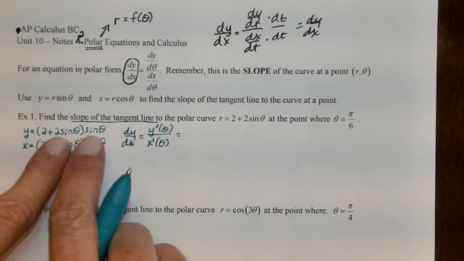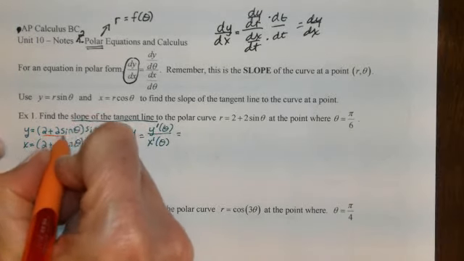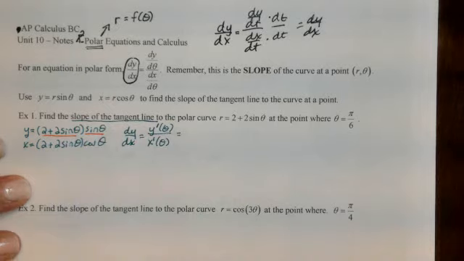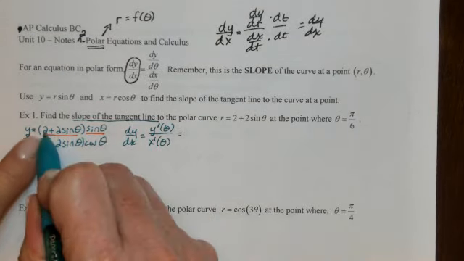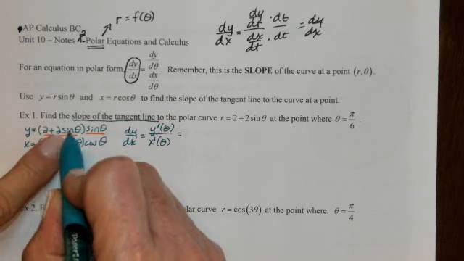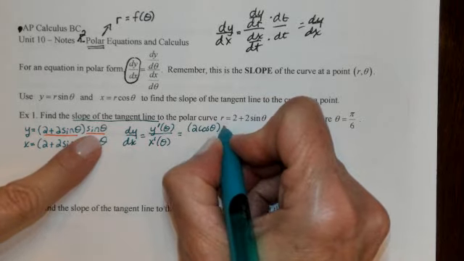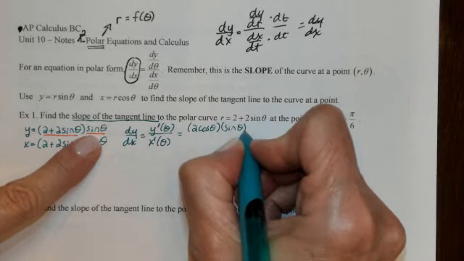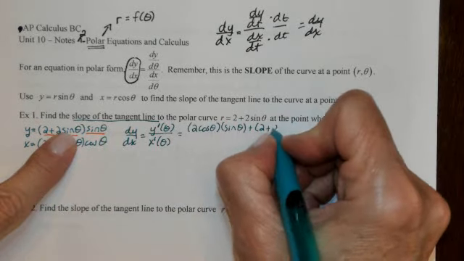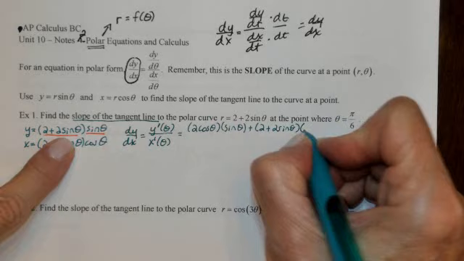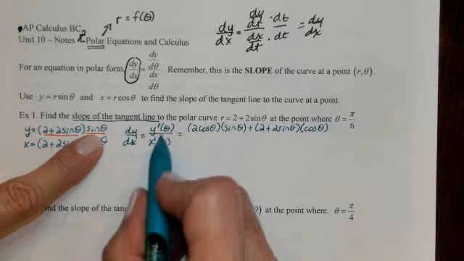So to take this derivative, we're going to use the product rule, because we have a product of two functions, r and sine theta, right? So I'm going to start with r and take the derivative. The derivative of 2 is 0. The derivative of 2 sine theta is 2 cosine theta. And then we multiply by the sine theta left alone. Plus, now we're going to leave r alone, so 2 plus 2 sine theta, and we're going to multiply by the derivative of sine theta, which is cosine theta. So we found y prime of theta.